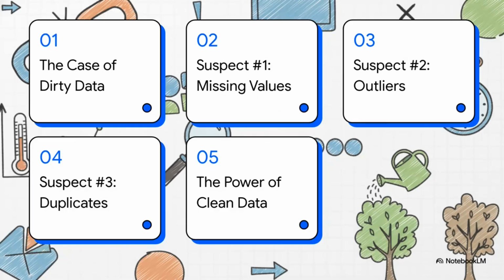So here's our game plan for today. We'll start by taking a look at the crime scene, the messy reality of real-world data. Then we're going to profile our three main suspects, the phantom of missing values, the imposter of outliers, and the echo of duplicates. And finally, we'll see just how powerful it is once you've cracked the case.